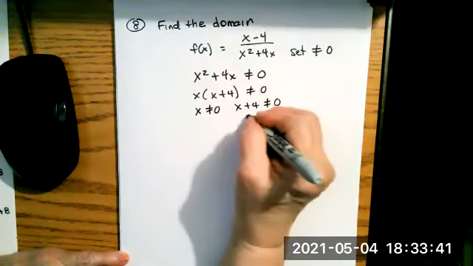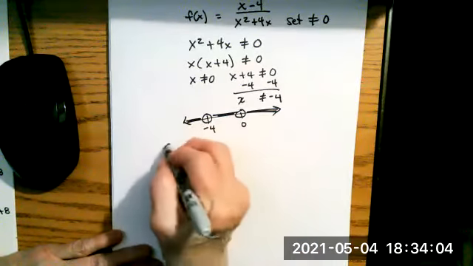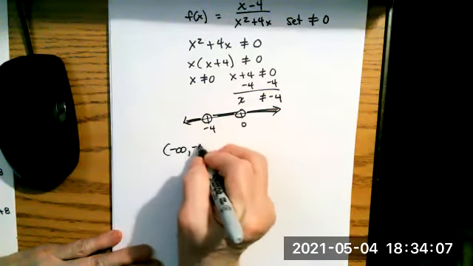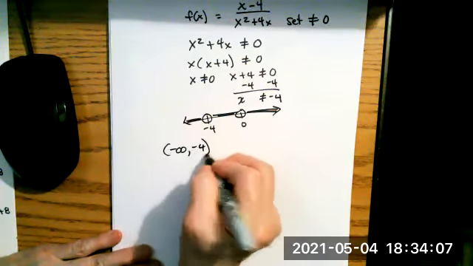So I've got to skip 0 and negative 4. Remember, negative 4 comes first on the number line. Here's 0, and here's negative 4 down here. You've got to skip those places. It might help if you draw a little graph. And then they want it in interval notation. So you're going from negative infinity to negative 4, union, negative 4 to 0, union, 0 to positive infinity. We did a lot of those in class, so I'm hoping those are going to be easy for you.